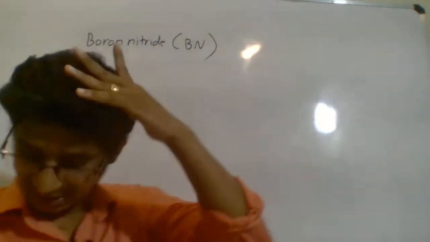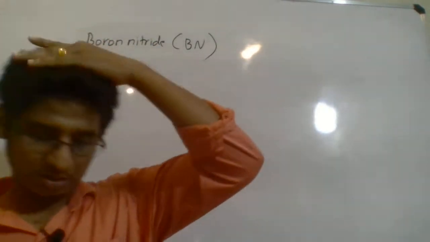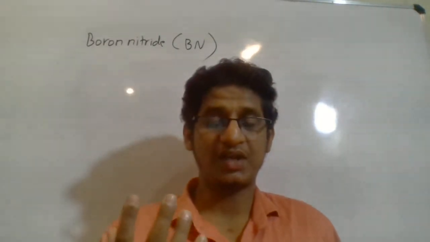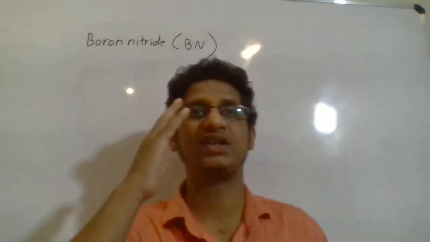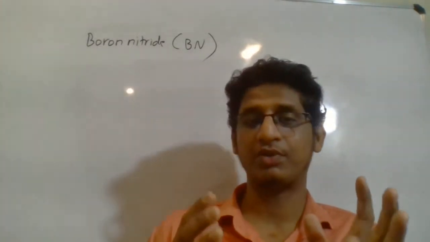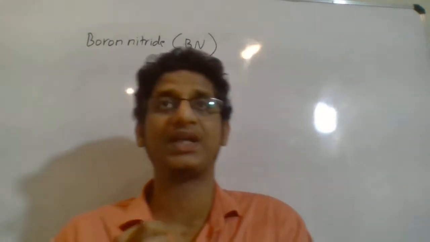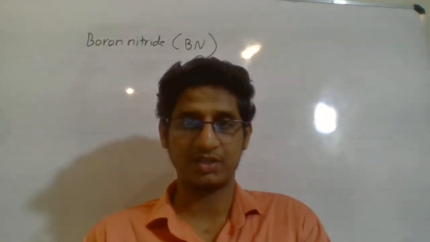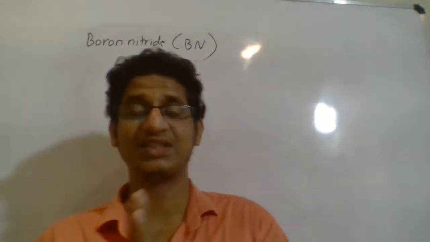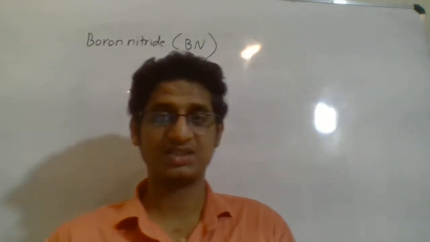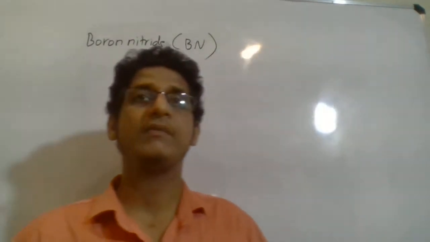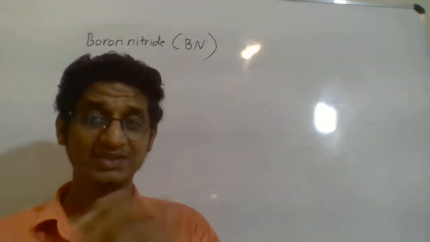Like carbon, we know carbon has two important allotropes, that is diamond and graphite. Similarly, boron nitride has properties very close to diamond and graphite, where you will see diamond is the hardest substance and boron nitride is the second hardest substance. So there are some similarities between the properties of diamond, graphite and boron nitride.